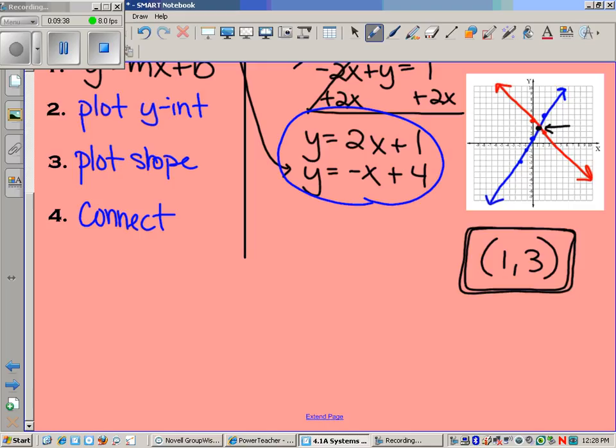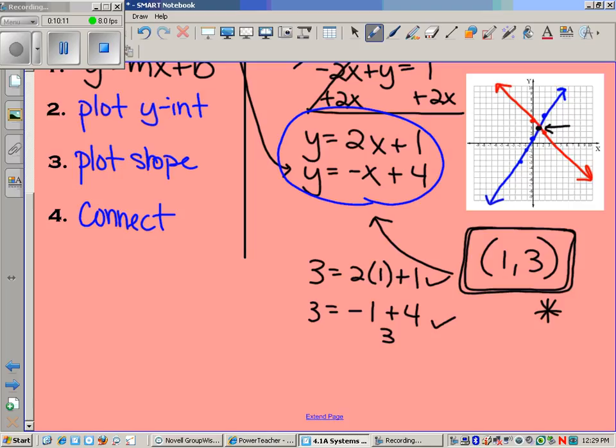How could I double check that that answer is right? Could I do what I did in the first example and plug it in to my equation? If I plug in my y and I plug in my x, does it work for both equations? For this first one, 3 equals 2 plus 1. 3 does equal 3, so it works in that first one. If I plug it into my second one, 3 equals negative 1 plus 4. Negative 1 plus 4 is also 3, so it works in my second one.